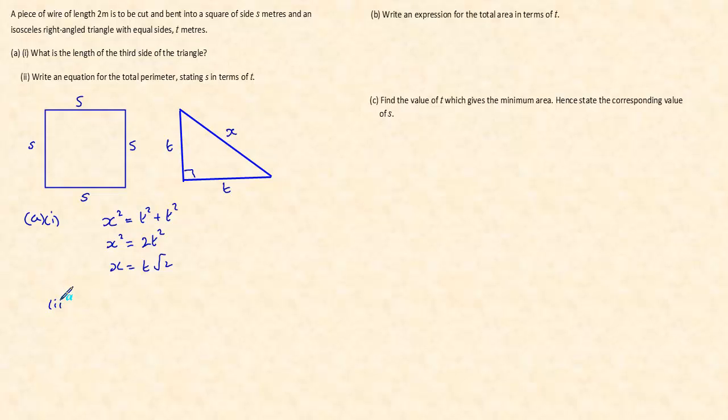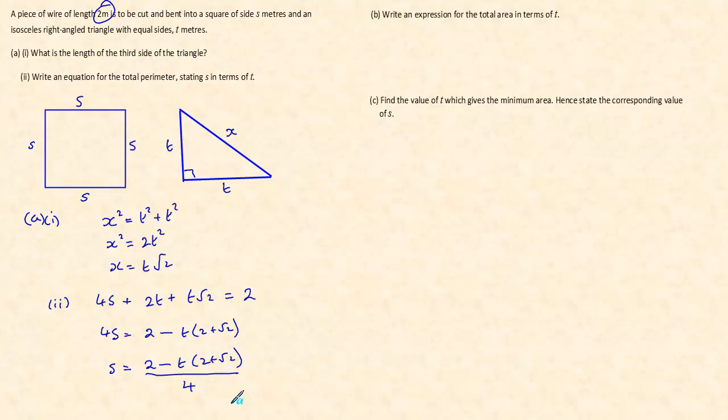And then if we look at A2, the total perimeter is going to be 4s, and then we're going to have 2t plus t root 2, and all of that must be equal to 2 because that's how much wire we had. So 4s is going to be 2, take away t into 2 plus root 2, and so s is going to be 2, take away t into 2 plus root 2, all over 4.